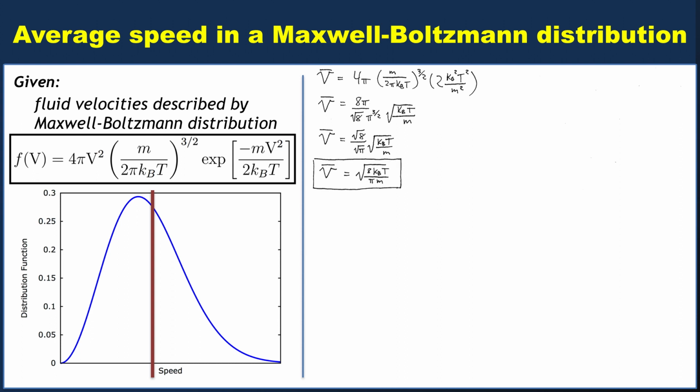So the average speed is the square root of the quantity 8 kT over pi m, where kb is the Boltzmann constant, T is the temperature, and m is the mass of a particle in this distribution. So as long as they all have the same mass and the same temperature, this will tell you immediately the average speed for any system described by a Maxwell-Boltzmann distribution.